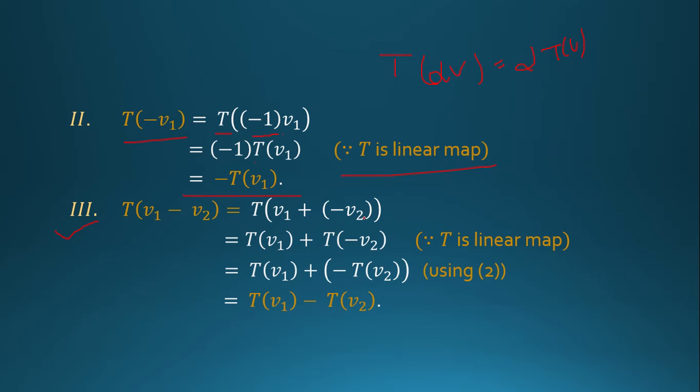Now the third proof: T of V1 minus V2 is equal to T of V1 plus minus V2. So T is a linear map, so T of V1 plus T of minus V2. This is the first property of linear transformation, and using this result, T of V1 plus minus T of V2, so we get T of V1 minus T of V2. This completes the proof.